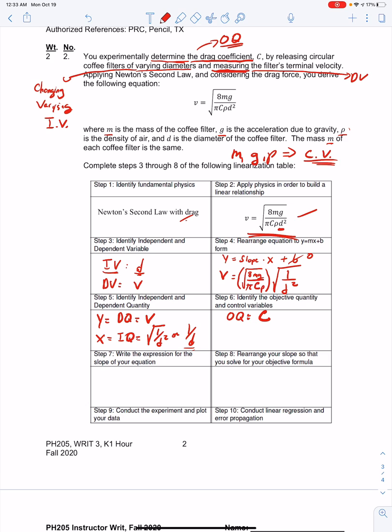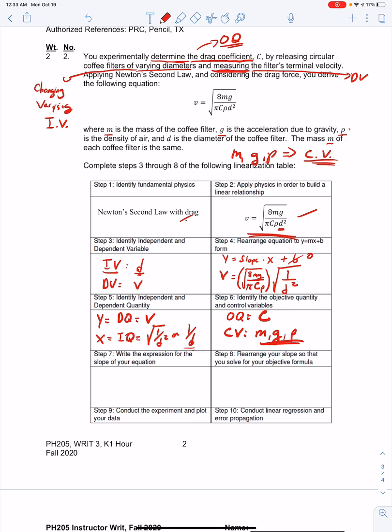Objective quantity c. Then, anything that is constant, like mass, like gravity, like density, are included in your control variables, and they are also going to be a part of your overarching slope. It is not your objective quantity. It is just a part of your slope, like what you're going to have here.